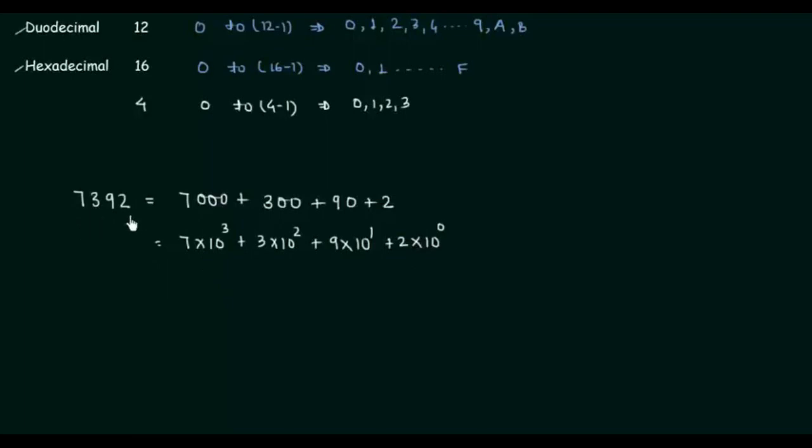This is how we can write the number 7,392. The weight of this position is 10 raised to power 0, the weight of the next position is 10 raised to power 1, the weight of this position is 10 raised to power 2, and so on.